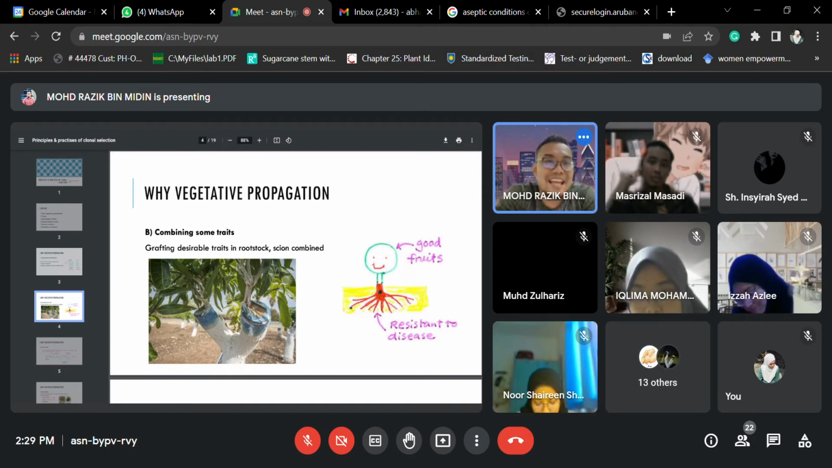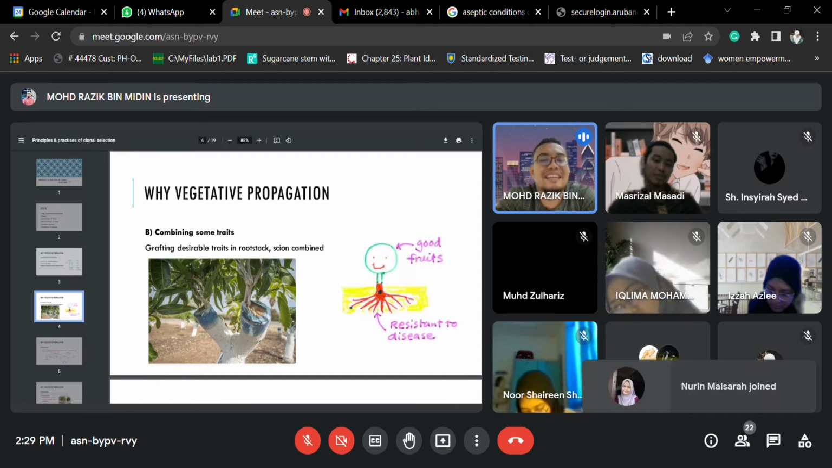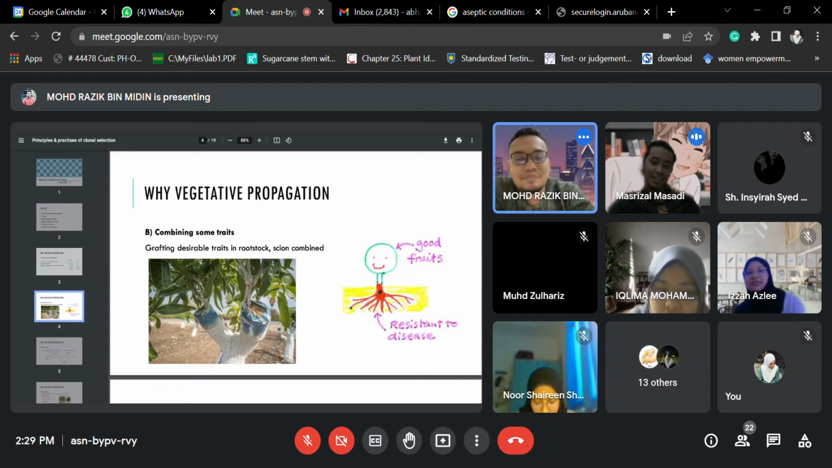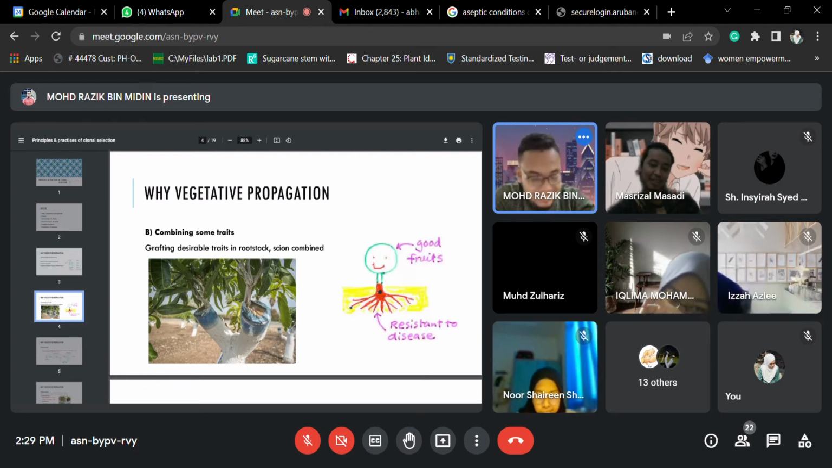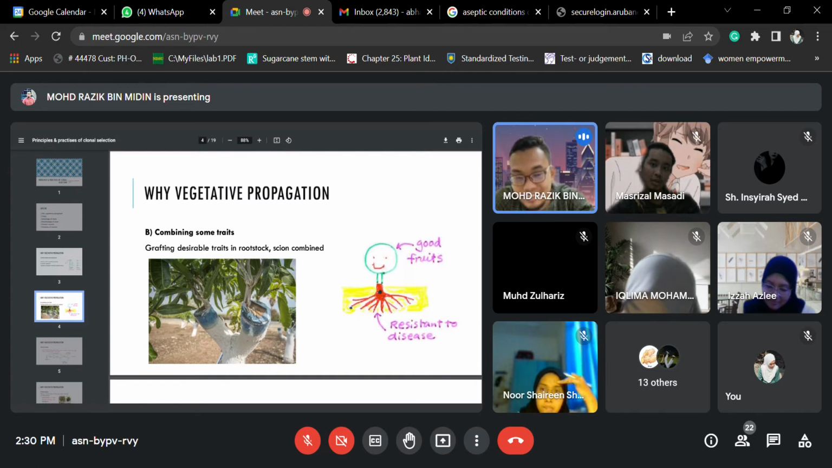Can anyone briefly describe the factors that affect the success of grafting? We'll review a little; I'll see who remembers. Can anyone answer? Skill of the propagator. Yes, skill of the propagator; for any propagation method, skill matters. Other than skill, Nurin? The compatibility of the species between the rootstock and the scion. Okay, so we have to look at a few aspects like that.